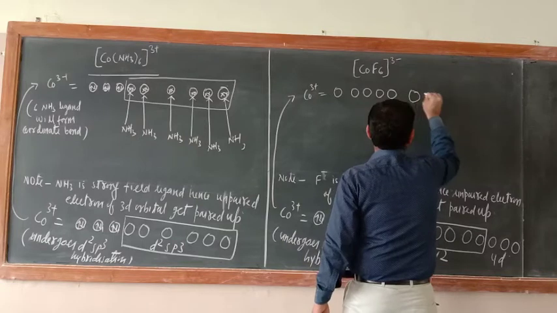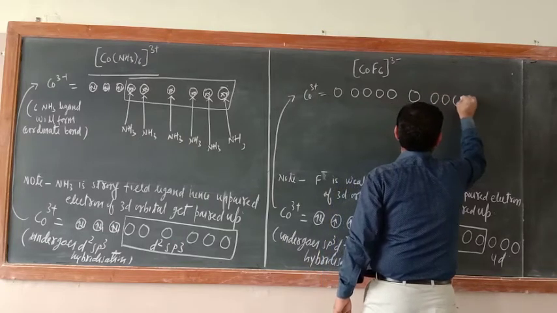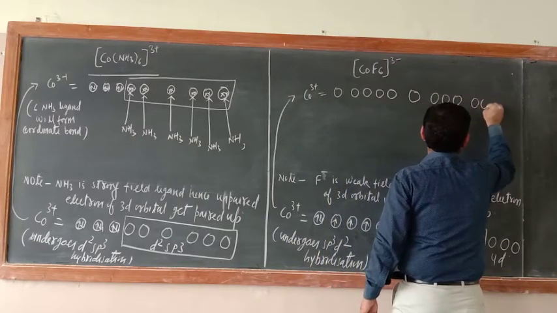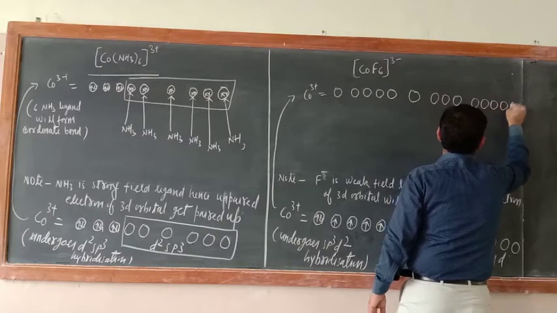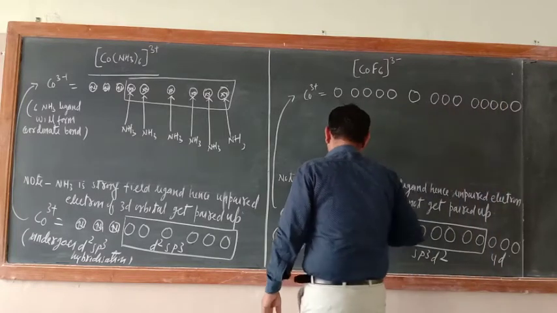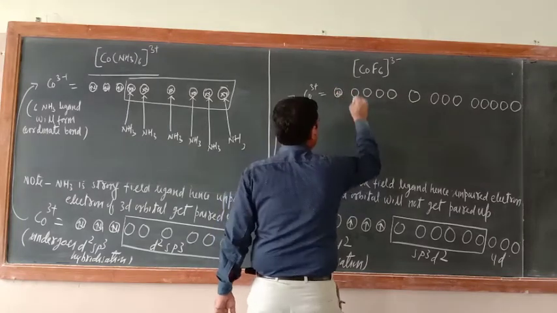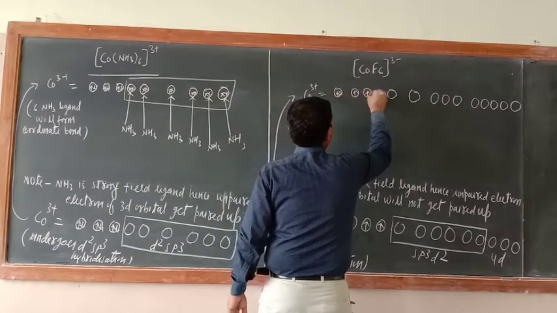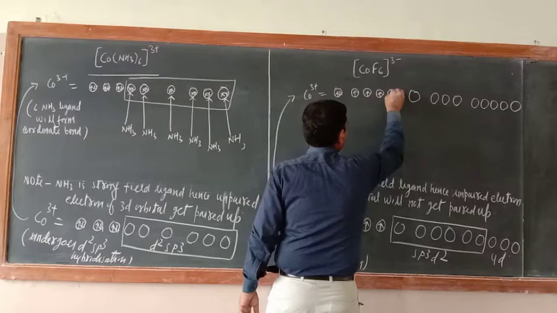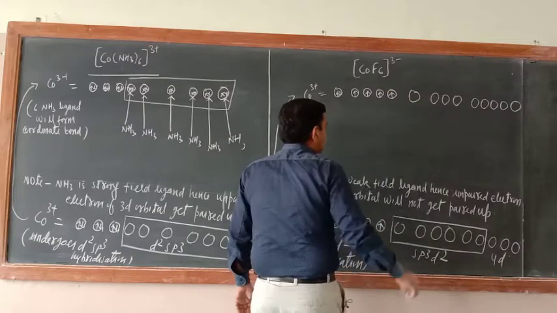Here 1, 2, 3. Here 1, 2, 3, 4, 5. Now just see here, 2 electrons. Here what is there? 1, 1, 1 and 1. Correct?